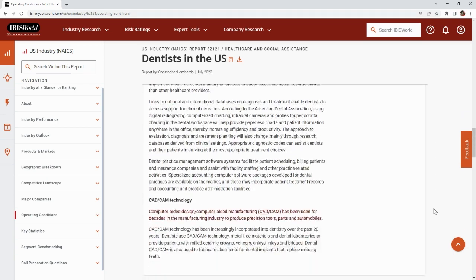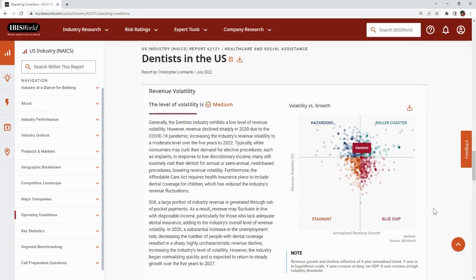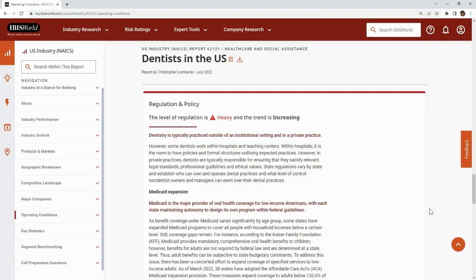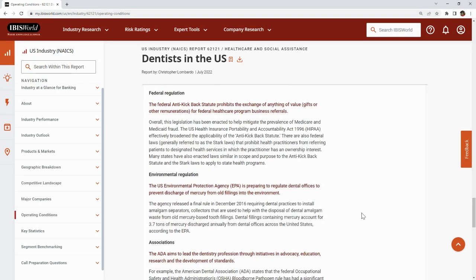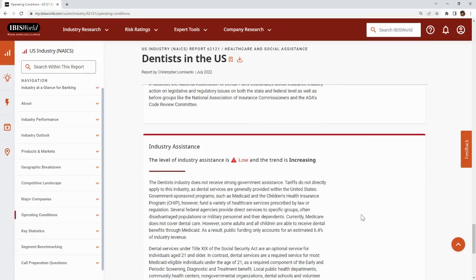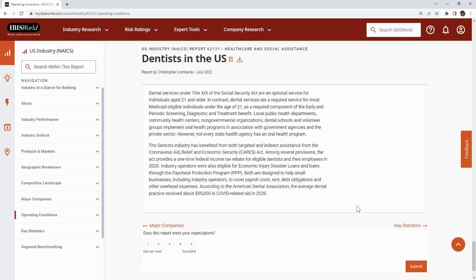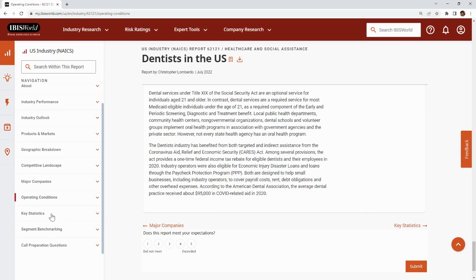We'll then take a look at the revenue volatility. Is it going up and down? Is that something that your bank would have an appetite for? Would there be a greater risk premium on that? And then, of course, regulation and policy and industry assistance. So what are some of these outside aspects that might be influencing the industry that makes it either more challenging for them or maybe a little bit easier as well? That's for you to take a look at and determine.